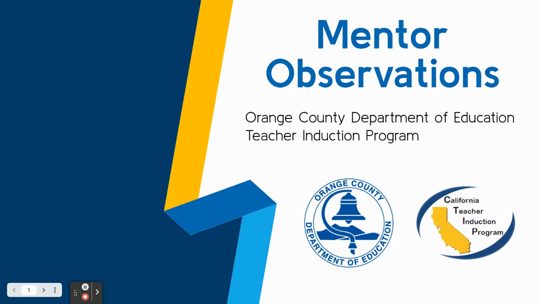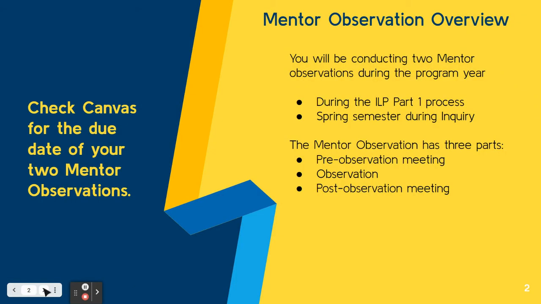This video will review the mentor observations that you will conduct twice during the program year. You'll be conducting these observations during the ILP Part 1 process and again in the spring semester during inquiry. The observation has 3 parts: the pre-observation meeting, the observation itself, and the post-observation meeting where you will debrief with your candidate. Please check Canvas for the due dates of your 2 mentor observations.